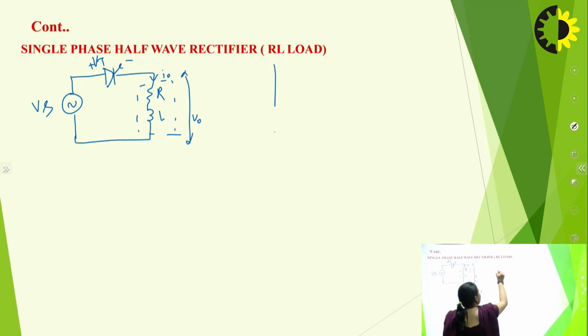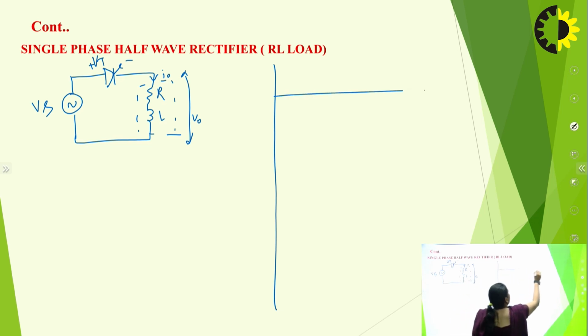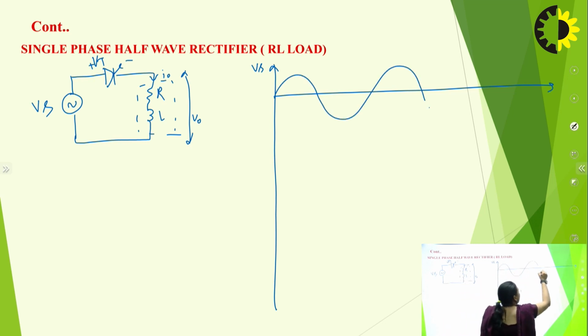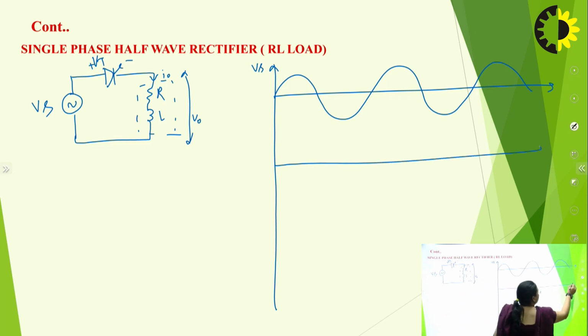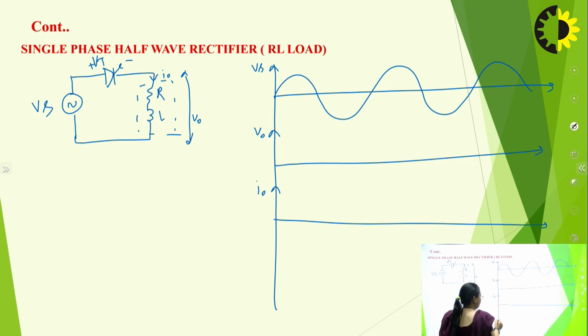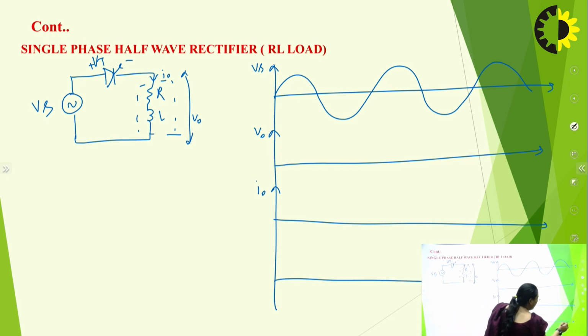So again, let me draw the waveforms. Vs, which is equal to, here V naught, and for RL load this will be the value of the I naught, and I'll also draw the waveform for the Vt.